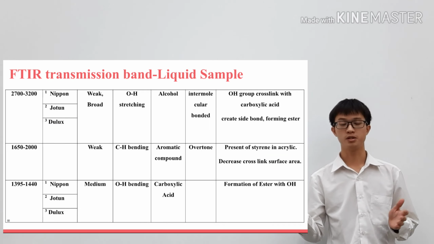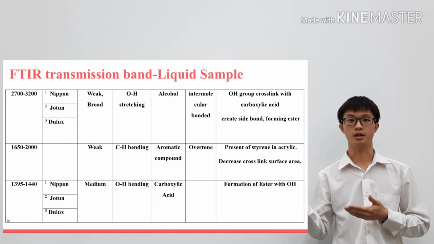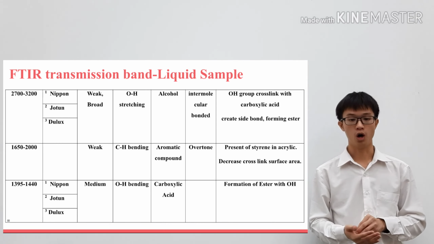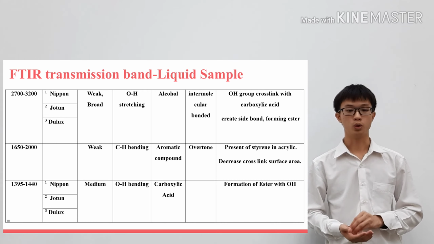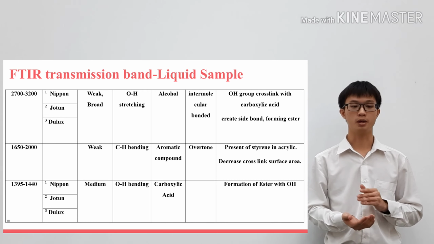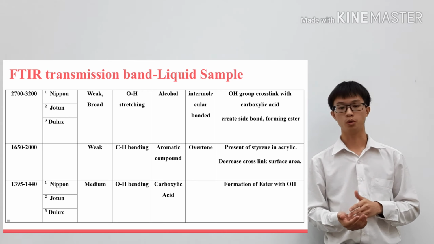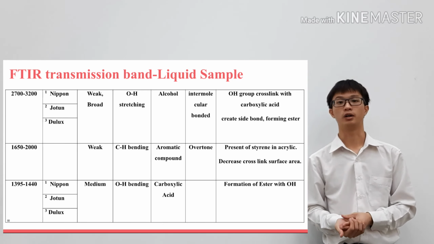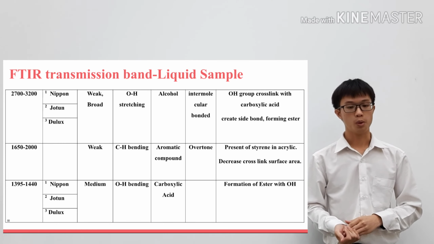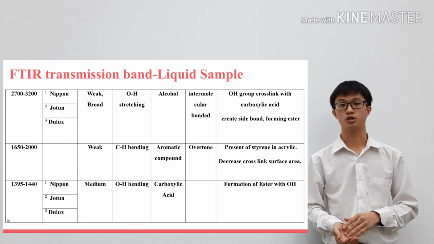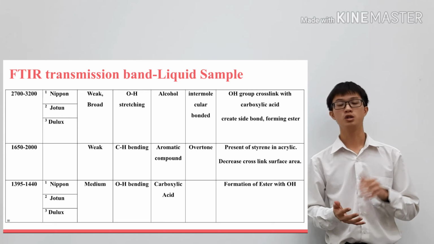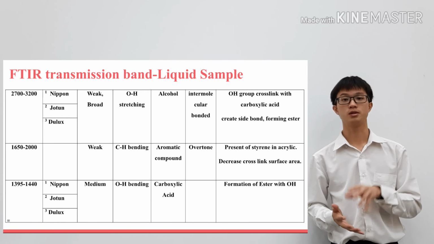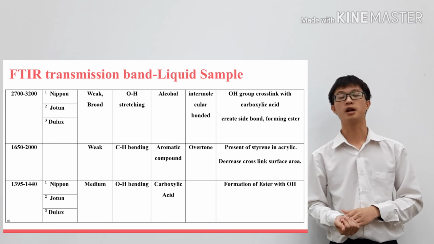So this slide explains a lot of functional monomers in the liquid samples. First of all, we have OH stretching, which is the alcohol intermolecularly bonded to the functional monomers, and Nippon is the highest. The OH group will cross-link with carboxylic acid to form ester, and then increase the cross-link densities. Also, we have CH, which is shown as aromatic compounds. This shows that the paints we use in these experiments, all three of them, are styrene acrylics.